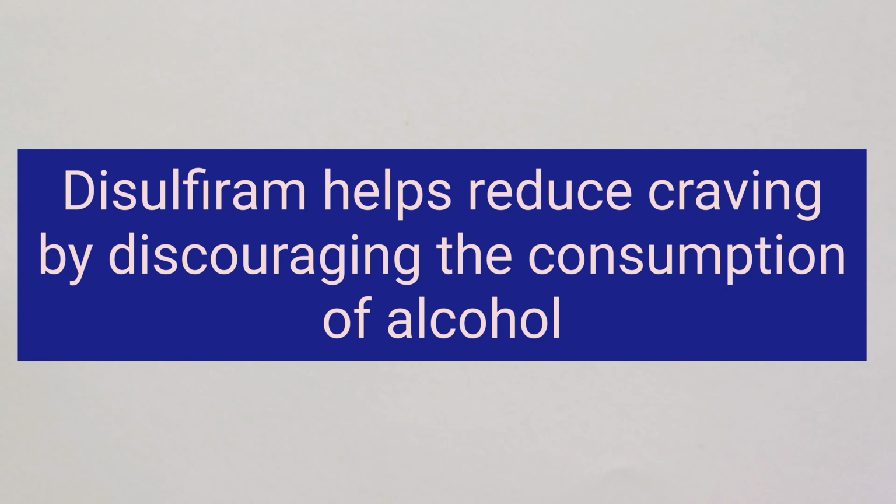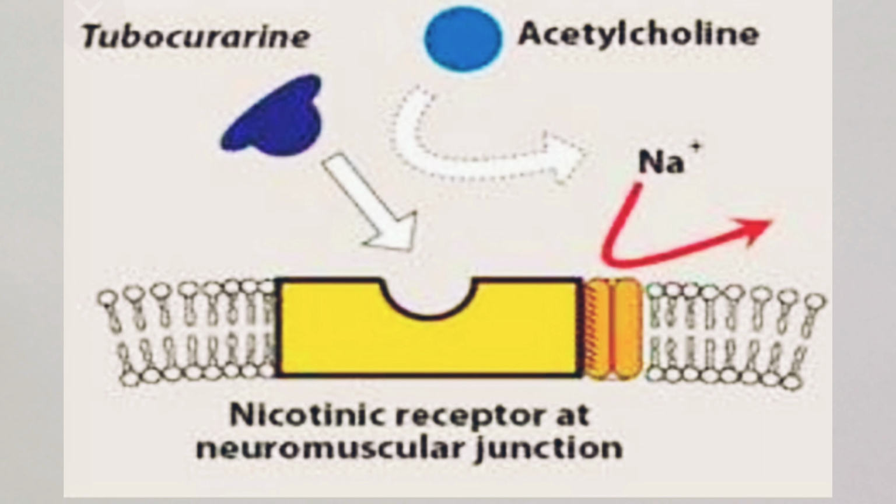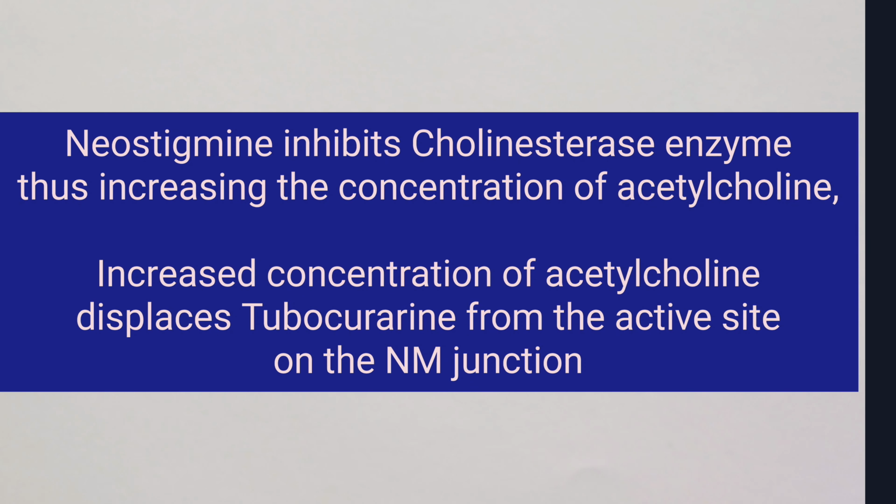The next example is neostigmine reverses neuromuscular blocking action of tubocurarine. For example, tubocurarine is a competitive neuromuscular blocker. It competes with acetylcholine and binds to the NM receptor at the neuromuscular junction. So after the completion of the surgical procedure, neostigmine is administered to reverse the neuromuscular blocking action of tubocurarine.